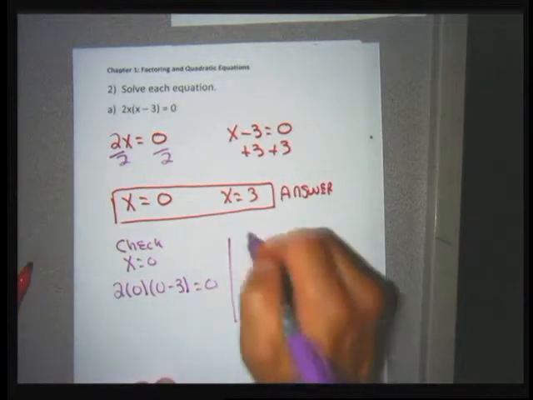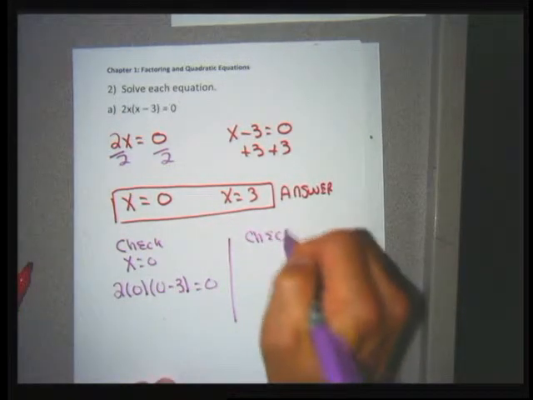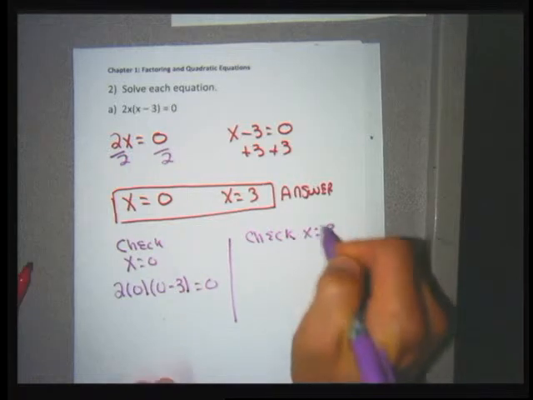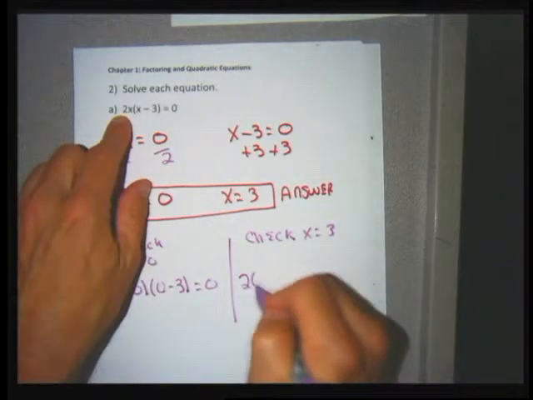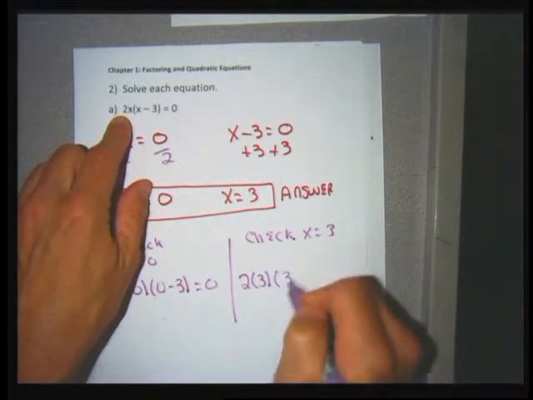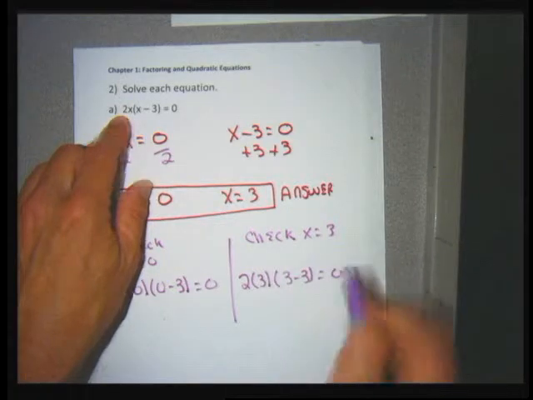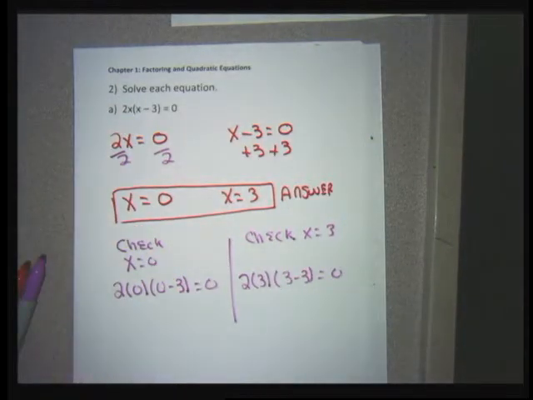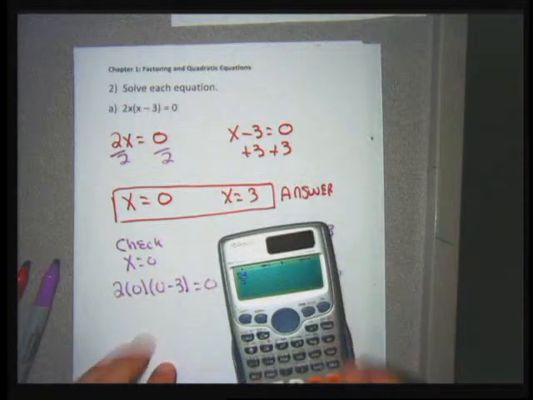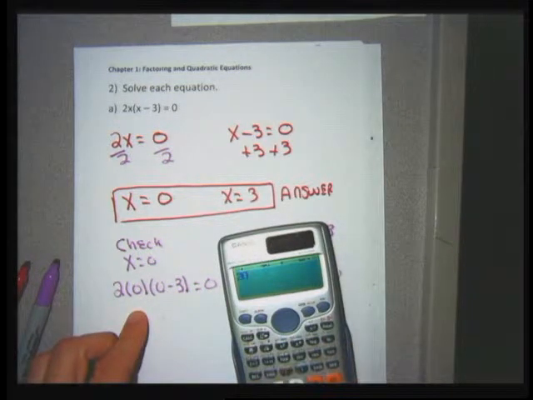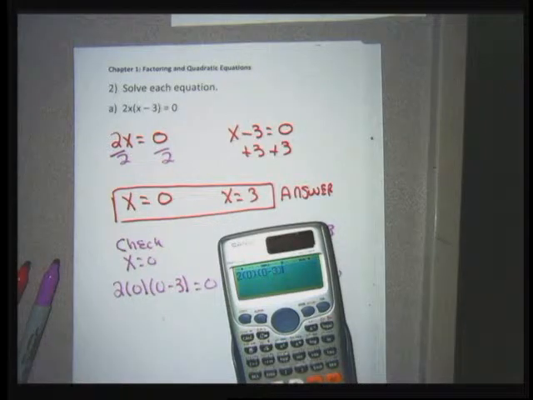To check x equal to 3, I'd go to the original problem and go 2 times 3 times 3 minus 3 and make sure that equals 0. I can do them both pretty quickly, I think, so I will. So first one, 2 parentheses 0 times 0 minus 3. If I hit enter and get 0, the answer is right. If I hit enter and get anything other than 0, I have a mistake. So it's right because I got 0.